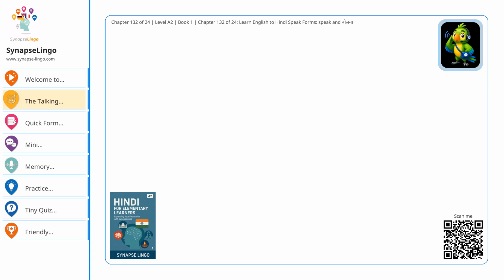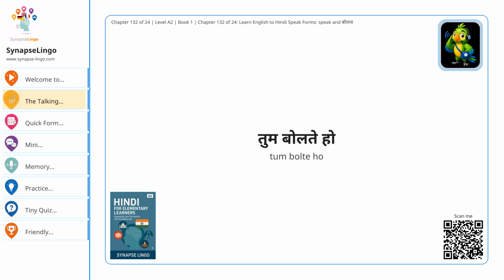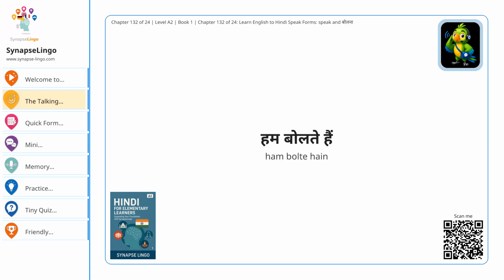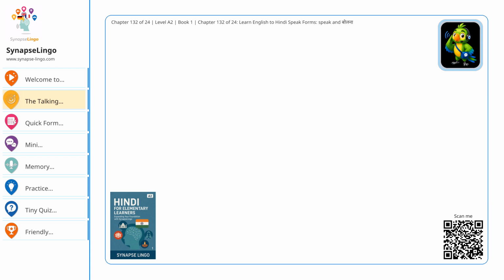हूँ. He points at you with one suspicious eye and says, तुम बोलते हो. Then he points at the mailman. वो बोलता है. He points at the neighbor. वो बोलती है. Then a whole flock appears, and now everyone is yelling because this is no longer a lesson but a bird conference. The parrots flap together and cry, हम बोलते हैं. Finally, the humans outside complain, too much noise. And you whisper, yes. वे बोलते हैं.